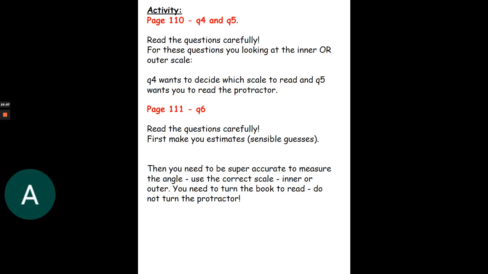And question 5 wants you to actually read the degrees. So you need to really look carefully. It's not always going to be on a nice, easy multiple of 10. Remember that halfway between those 2 points will be a 5. So each one of the tiny notches is a 1. Okay, so have a go at page 110. And then question 6 on 111 is very similar to what you have been doing in your books, although the angles are already drawn for you. So that will give you extra practice as well.